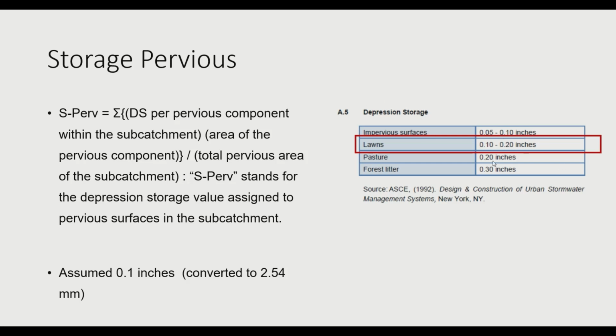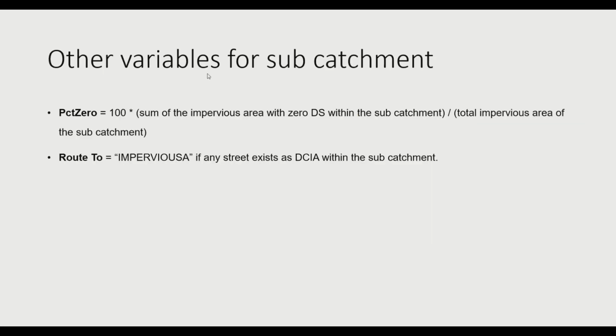We are using it for lawns, and we are using 0.1 inches, which is 2.54 mm for our data. And the last two values required for our catchments are percentage zero. It means what percentage of the area does not have any depression storage. We are assuming it's 0 at present. So all our areas, be it impervious or pervious, have some depression storage. That is what we are assuming.